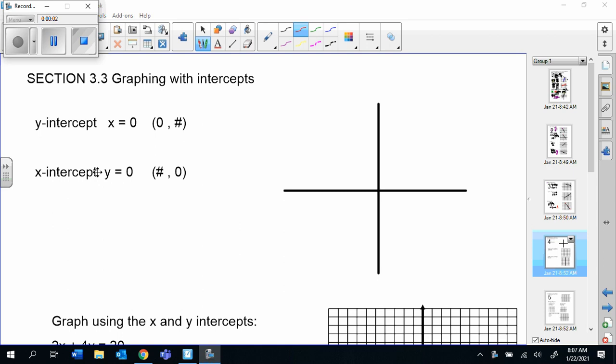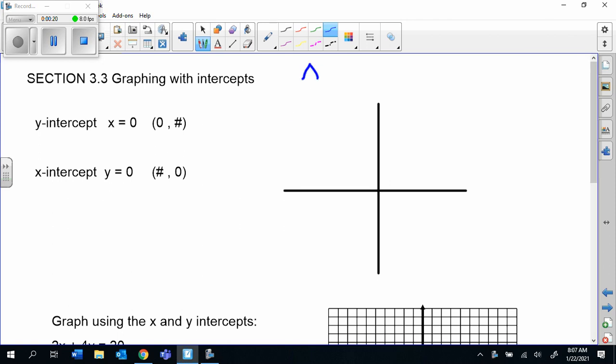This section is 3.3, graphing with intercepts. If your numbers work out nicely, this is a really nice shortcut to graphing by our last method, y equals mx plus b, and works out perfectly when our graph is in this form right here, which is known as standard form, which doesn't really come up that often in our class, but this right here is known as the standard form of a line.